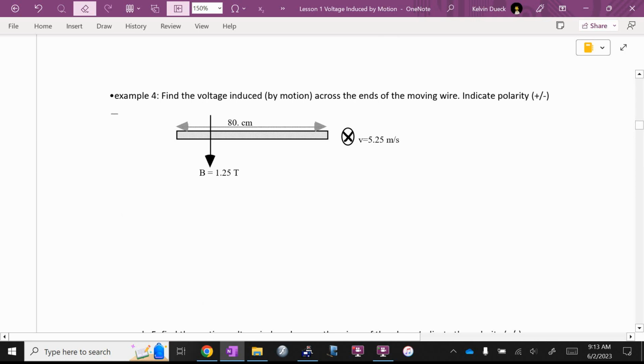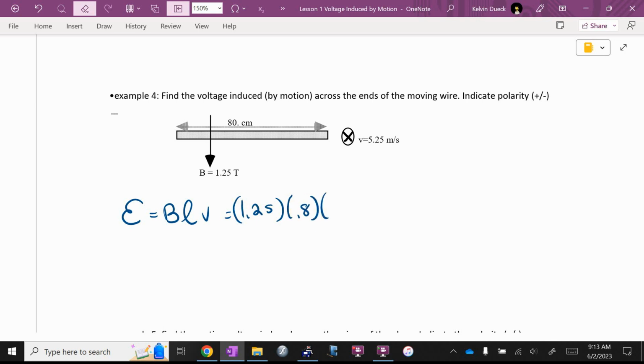Example 4: find the induced voltage across the ends of the moving wire and indicate which side is positive and which side is negative. Induced voltage EMF is BLv, straight plug and chug. B is 1.25 teslas, a pretty big magnetic field. L is 0.8. v is going into the page.